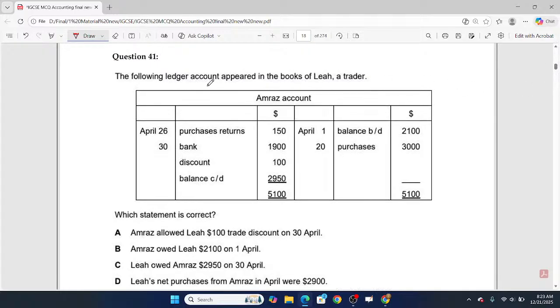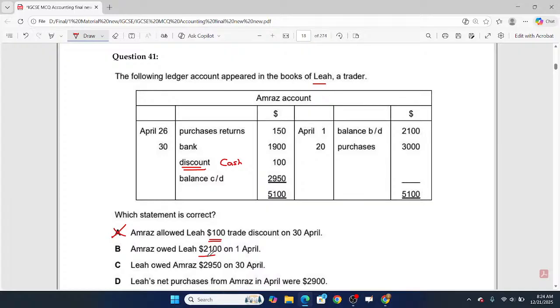Now, the following ledger account appeared in the books of Lay, a trader. Which statement is correct? Ambras allowed Lay $100 trade discount on 30th April. So the discount here is a cash discount only. In case of trade discount, it will not come at all. So A is not the correct one.